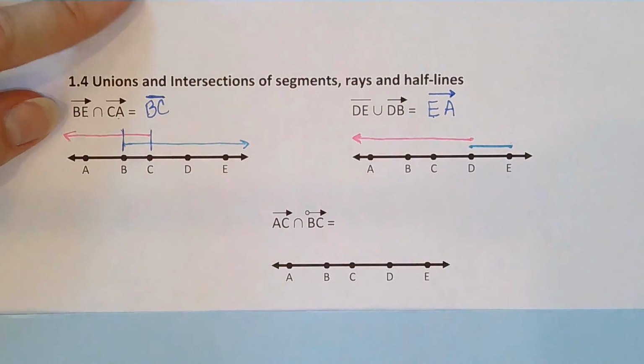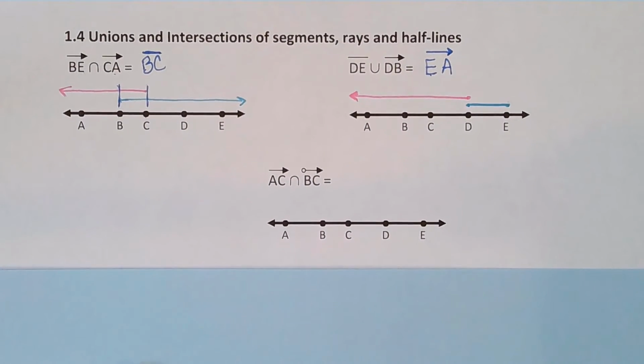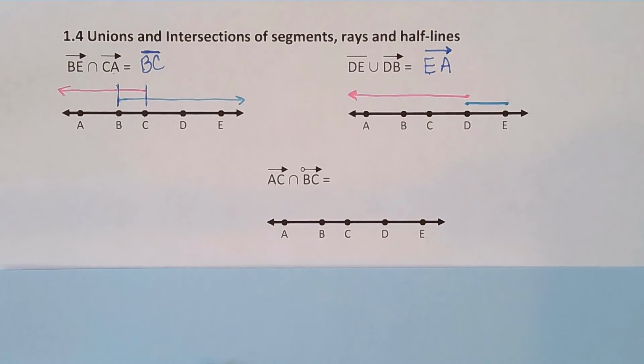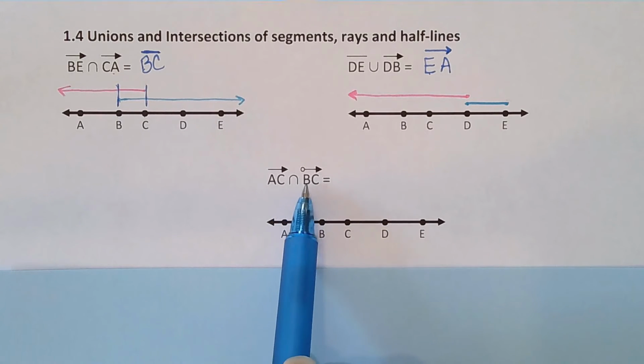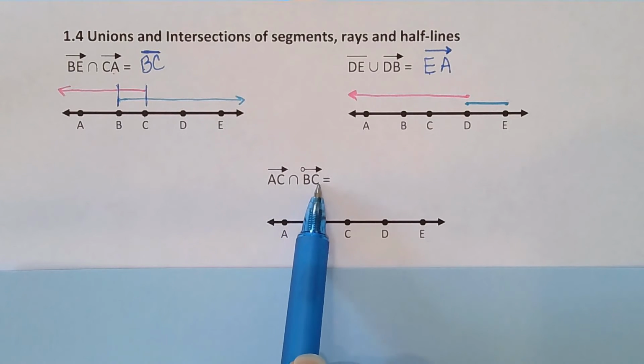All right, let's take a look at one here with half lines, because again, half lines seem to be a new thing for most students in geometry. Once they get into this class, they haven't seen the half lines before. So let's take a look at this. In this one, we've got ray AC, and we're going to take that, intersect it with a half line BC.